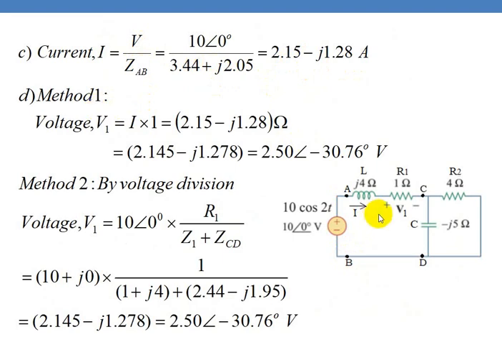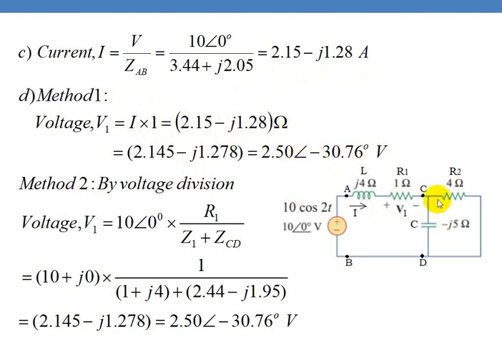Then coming to the voltage V1. There are two ways to find this. Already you know the current, so multiply this current with the resistance, that is I multiplied by 1 ohm. That will be 2.15 minus J 1.28 volts. In polar form, it is 2.5 at an angle minus 30.76 volts.